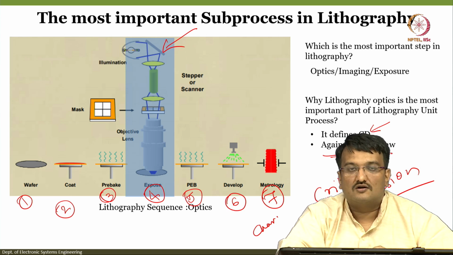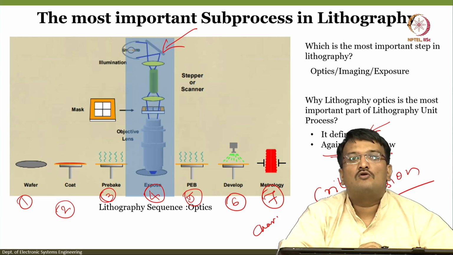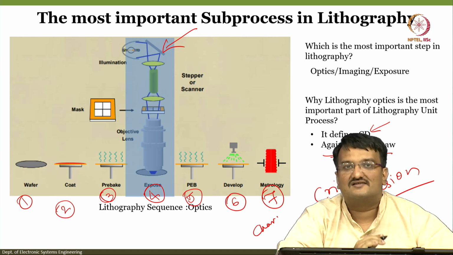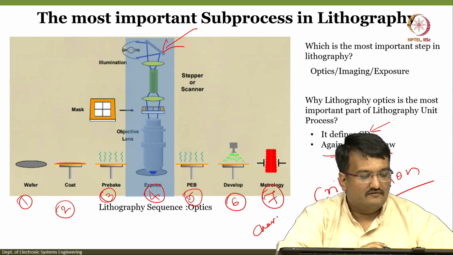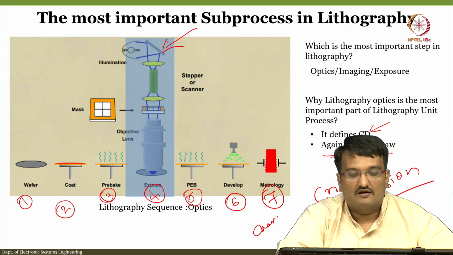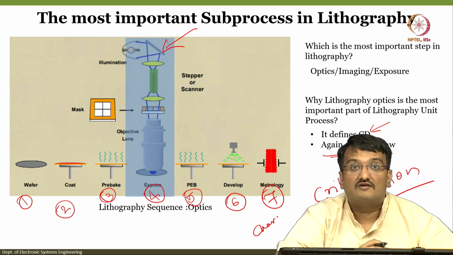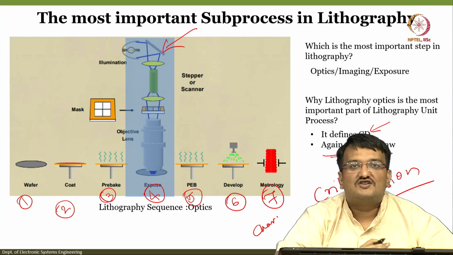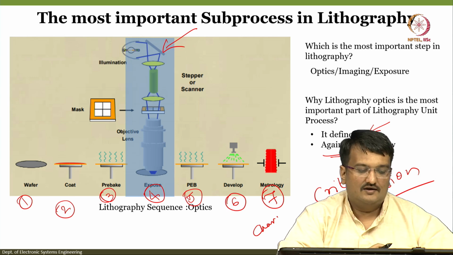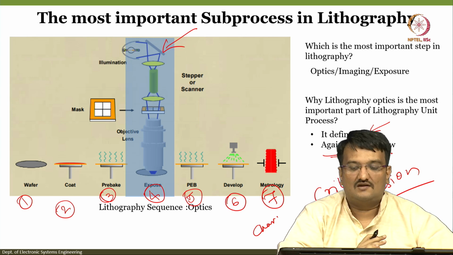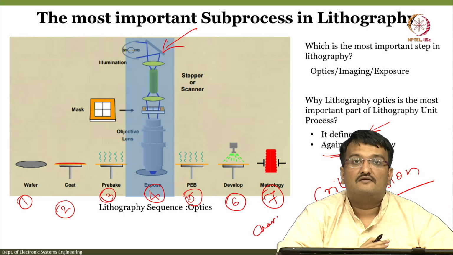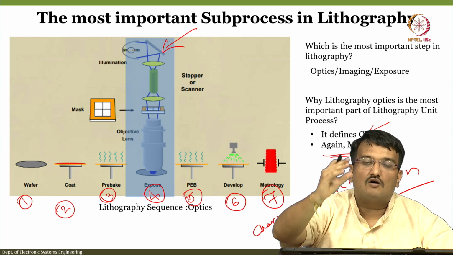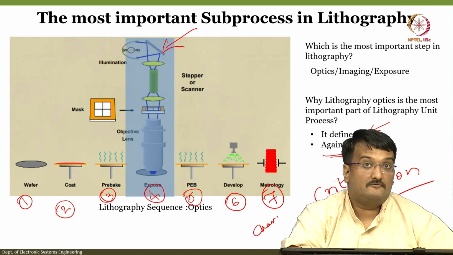So does that mean other processes are not important? No, they are very important. If any one of these processes fails or is not optimized, you will not get the desired result. But when I talk about coating, pre-bake, post-exposure bake, and development, all these sub-processes have been optimized or saturated when it comes to improvement. However, there is still some magic left in exposure or optics, which can take this bandwagon of miniaturization in microelectronics further.